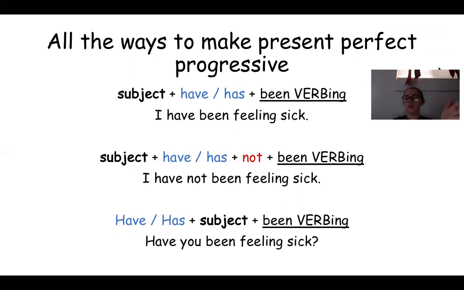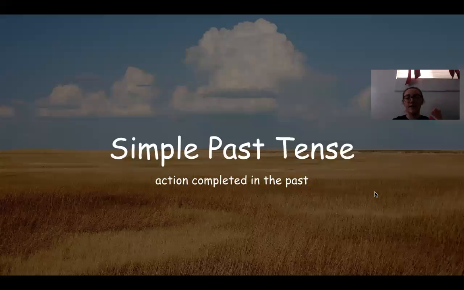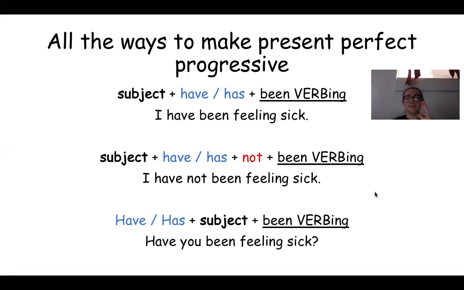So we've learned how to make just the regular, I have been feeling sick, to making it a negative, I have not been feeling sick, to making it a question, have you been feeling sick? And so we've learned all these different ways to use the present perfect progressive, and these are the only ways you can use it, really. So that is just everything on present perfect progressive.